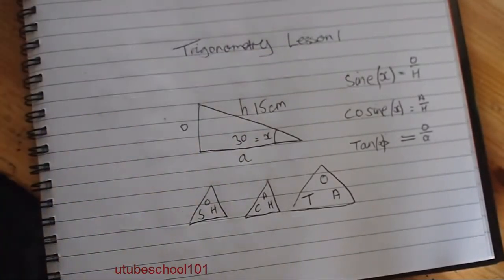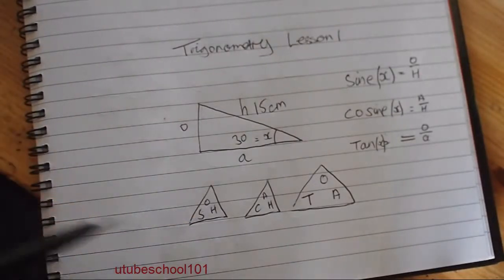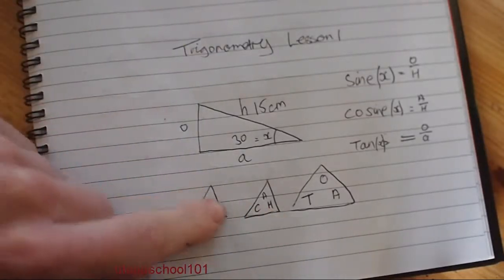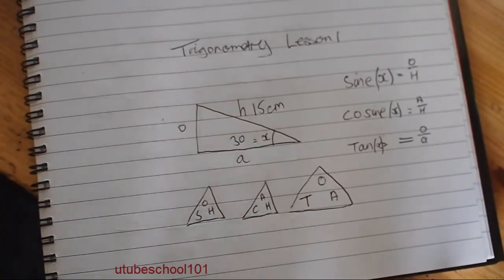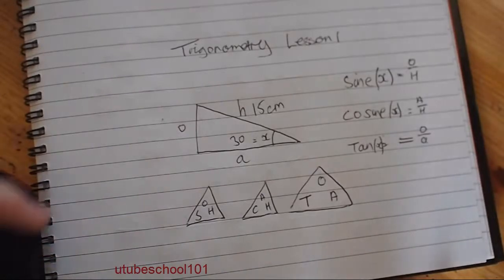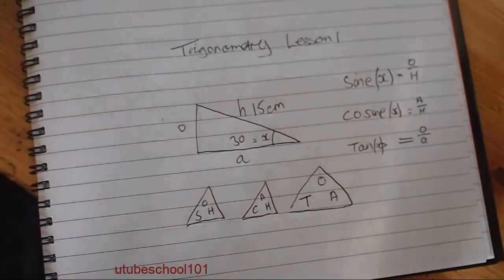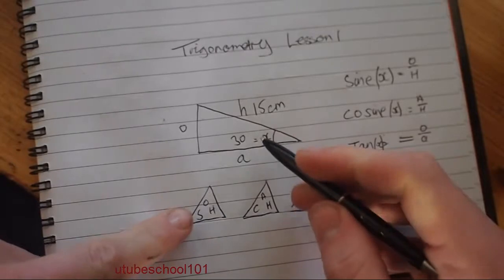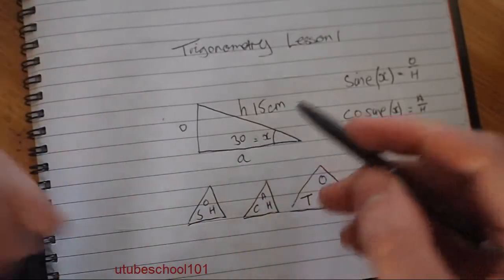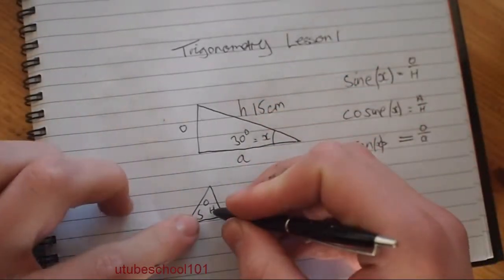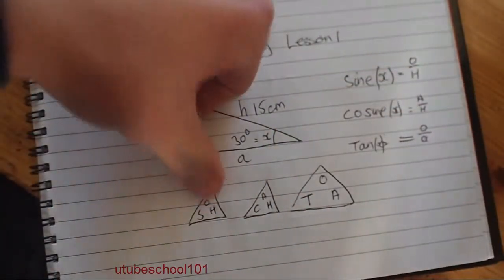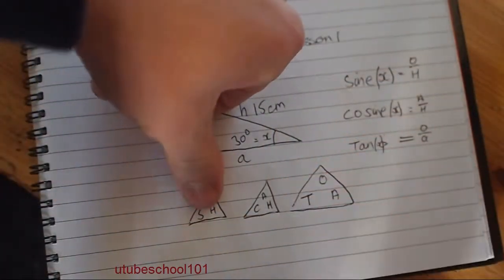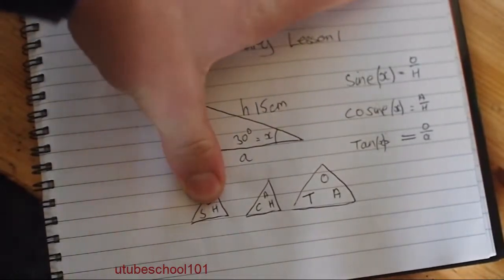So we have opposite and hypotenuse, and we have to look at the three triangles and ask ourselves which one of these triangles has opposite and hypotenuse in. Well, it's the first one, opposite and hypotenuse. And we ask ourselves, what do we have? Well, we have the sine of the angle, because we know it's 30 degrees. We have the hypotenuse, because we know it's 15. However, we don't have the opposite, so we're going to cover it up. That's going to tell us what to do.